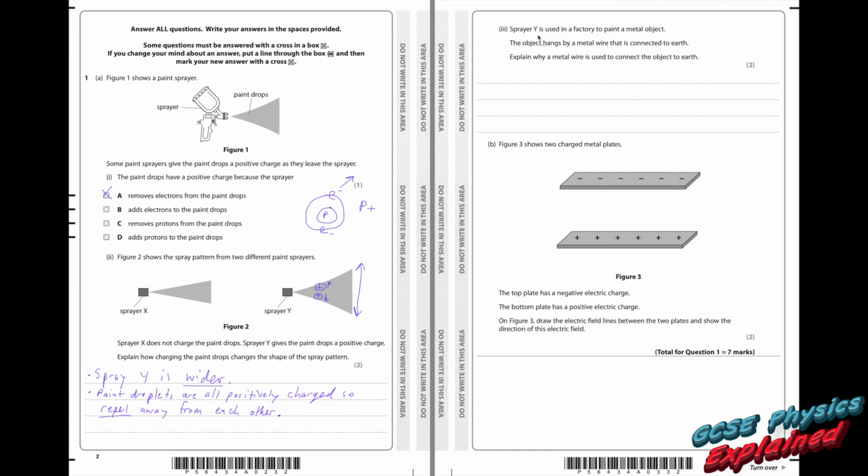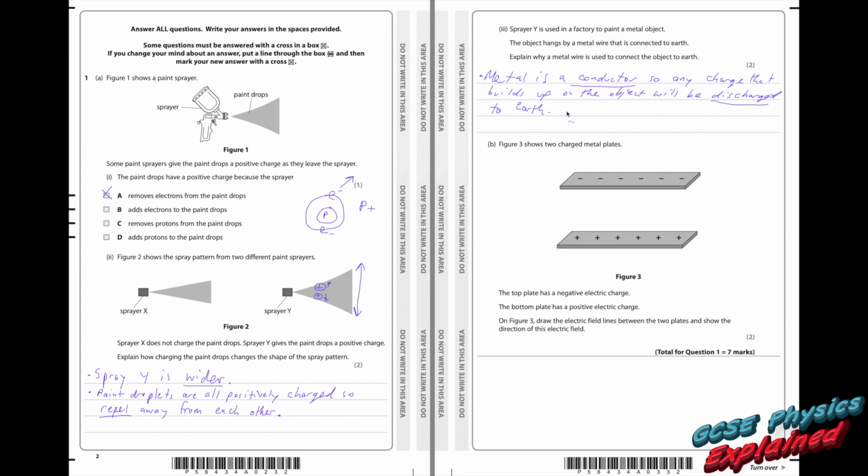Part 3. Sprayer Y is used in a factory to paint a metal object. The object hangs by a metal wire that is connected to earth. Explain why a metal wire is used to connect the object to earth. Well, you don't want any charge building up. So if we use metal, metal is a conductor and it will discharge the object. One mark for conductor, 1 mark for discharged.